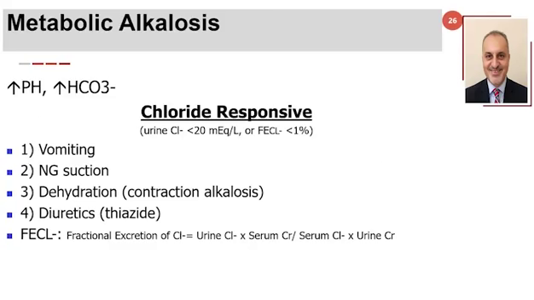So the chloride responsive, we call it chloride responsive because if we give chloride to the patient in a form of normal saline or whatever, then the alkalosis will actually be treated and reversed. And this is usually associated with urine chloride less than 20 milliequivalent per liter, or some people sometimes use the fractional excretion of chloride, and you calculate it the same way you do the fractional excretion of sodium, except that you change the sodium to chloride. So the chloride responsive are usually caused by vomiting, NG suctioning, severe dehydration, and the use of thiazide diuretics primarily.